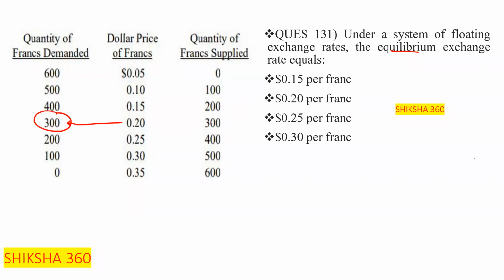Quantity demanded here is 300 and quantity supplied here is 300. If the quantity demanded is equal to the quantity supplied, that is the equilibrium rate. That is $0.20 per franc. So this one is our answer. Option number B is our answer.